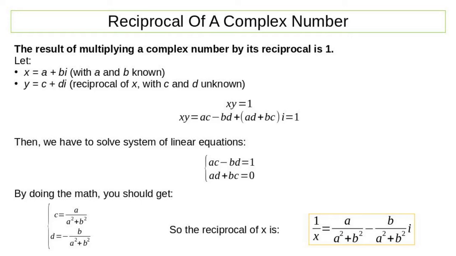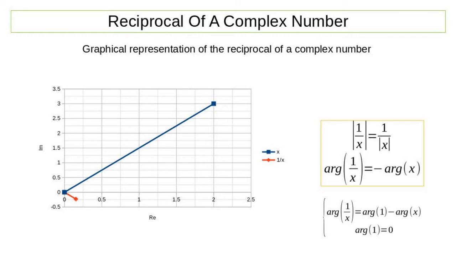c is equal to a over a squared plus b squared, and d is equal to minus b over a squared plus b squared. The reciprocal of x, then, is equal to a over a squared plus b squared, minus b over a squared plus b squared times i. We can now represent the reciprocal of a complex number graphically.